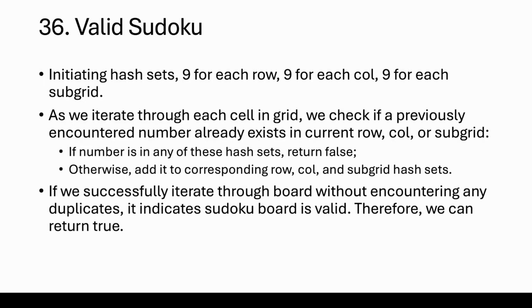In summary, we first initiate hash sets: 9 for each row, 9 for each column, 9 for each subgrid. As we iterate through each cell in the grid, we check if a previously encountered number already exists in the current row, column, or subgrid. If a number is in any of these hash sets, then we return false. It means we encountered duplicates. Otherwise, add it to the corresponding row, column, and subgrid hash sets. If we successfully iterate through the board without encountering any duplicates, then it indicates the Sudoku board is valid. Therefore, we can return true.